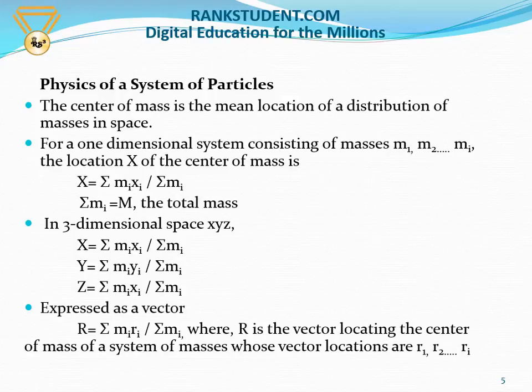In a three-dimensional space x, y, z, similarly, x equals sigma mi xi divided by sigma mi, and same kind of definitions along the y and the z axes. In general, if we express the above equations as a vector, r equals sigma mi ri divided by sigma mi, where r is the vector locating the center of mass of a system of masses whose vector locations are r1, r2, ri.